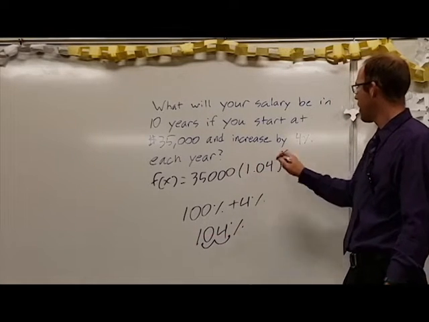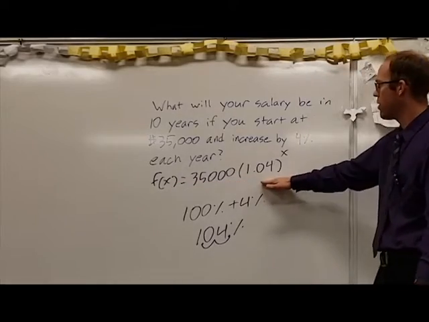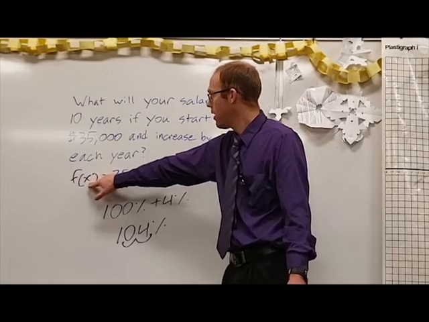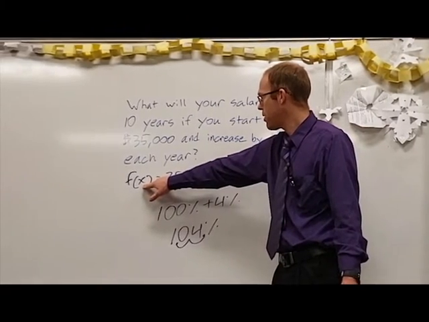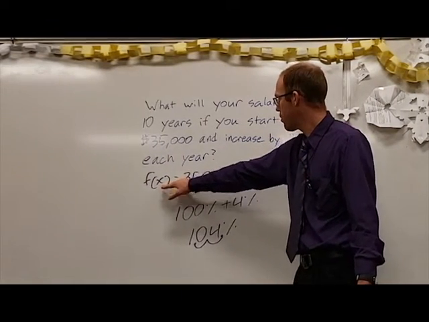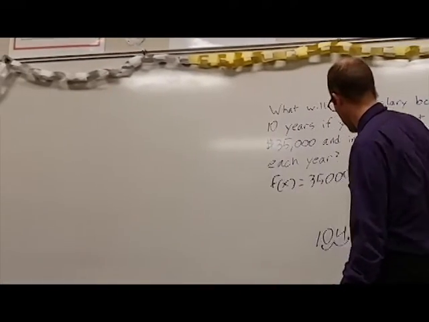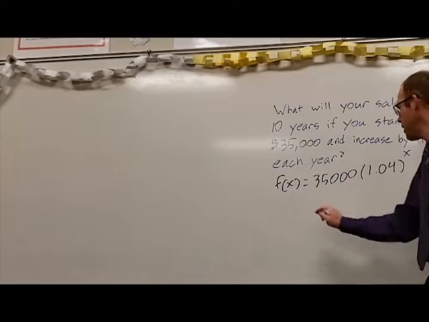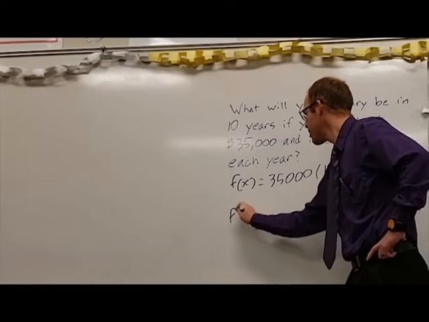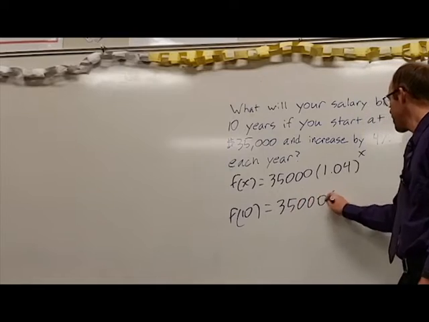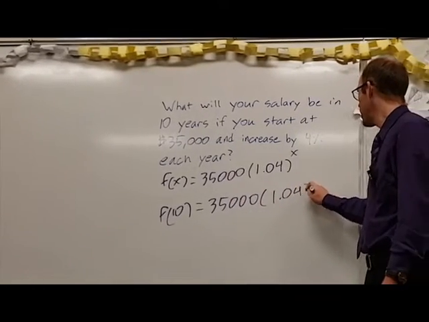All right, now this function allows us to finish calculating for 10 years. That x is our variable that represents the years, so we're going to take that, we're going to replace it with 10 in both places. That would be f of 10 for 10 years down the road. It's 35,000 times 1.04 to the 10.